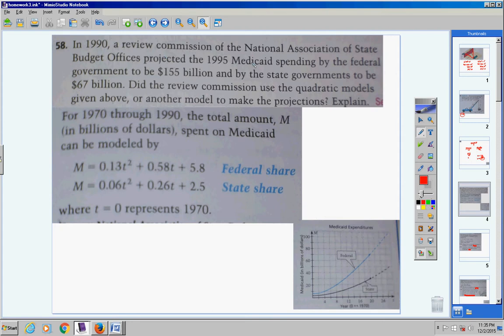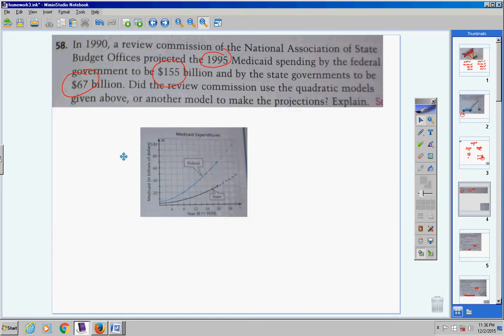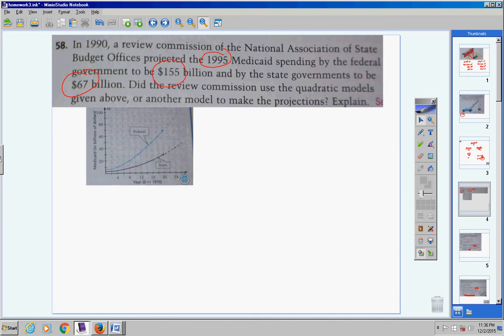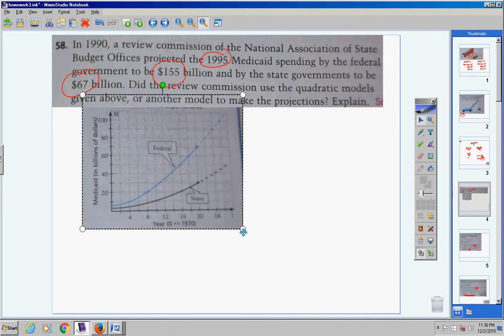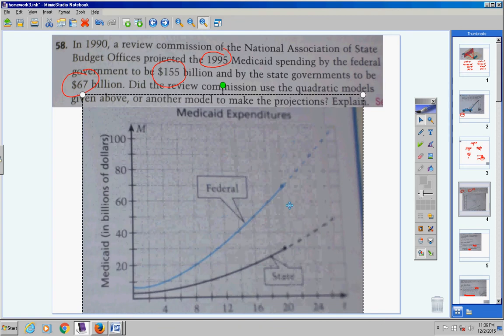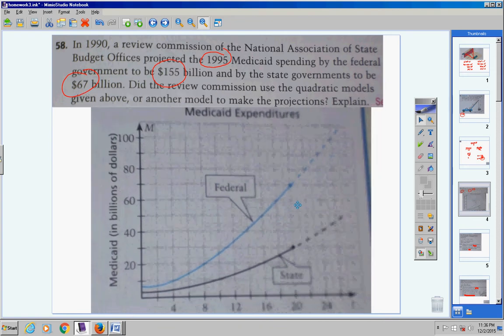Now, a review commission of the National Association of State Budget Officers projected... now look. They projected the 1995 Medicaid spending by the federal government to be this much, and the state to be this much. Did they use these models or not? Well, let's see. Forget these formulas, we don't need them. For something like this, we can definitely use our graph and see if they're close or not. If they're close, we can assume they used these models that were just up here.